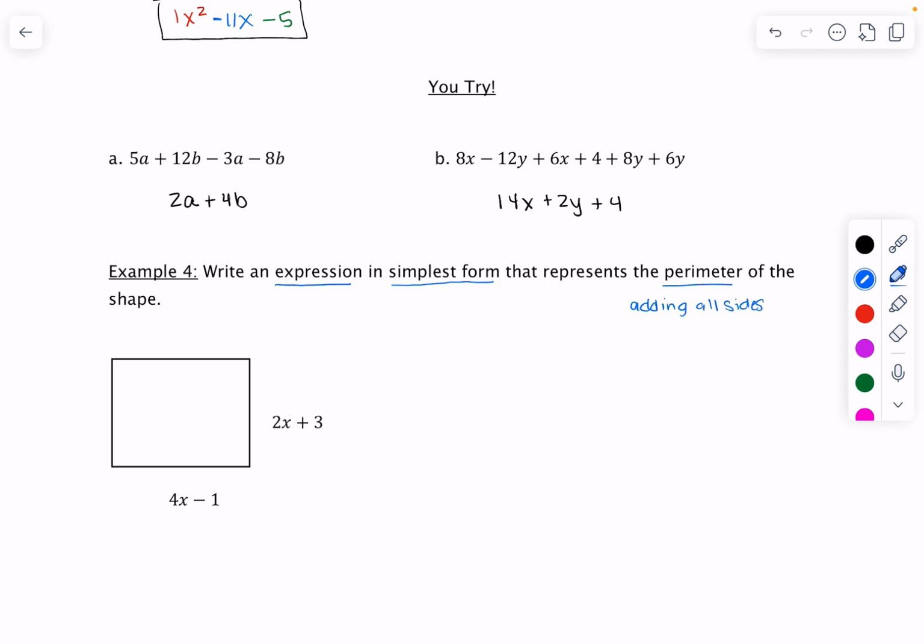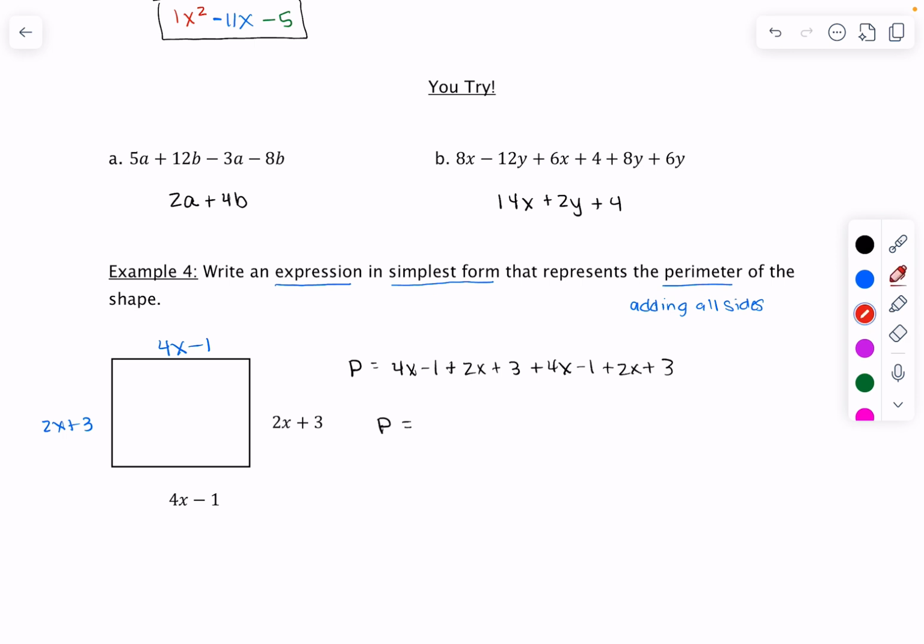So I'm going to first label this side 4x minus 1 because the opposite side is going to have the same value. So if one side's 4x minus 1, the other side's 4x minus 1. If this side is 2x plus 3, this side is 2x plus 3. Perimeter is adding up all four sides. So my perimeter is just going to be that 4x minus 1 plus 2x plus 3 plus another 4x minus 1 plus another 2x plus 3. That's how I'd write off the beginning of my perimeter.